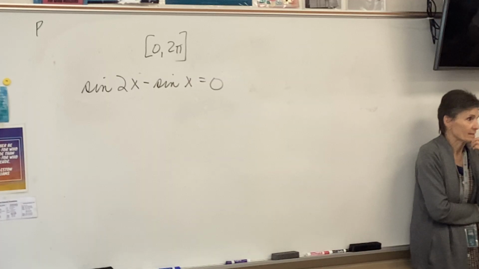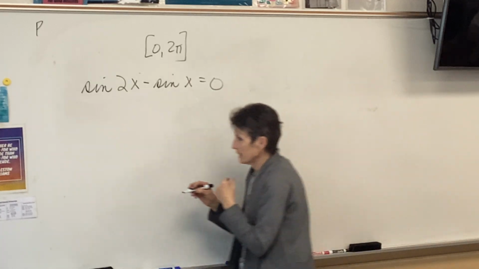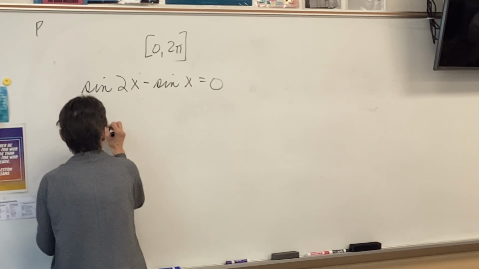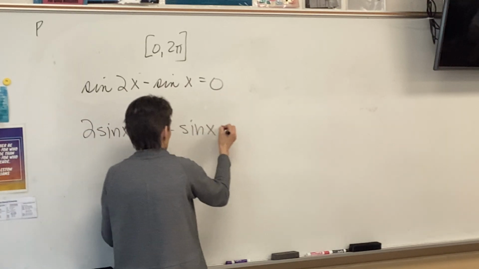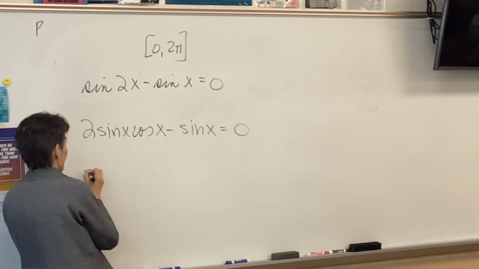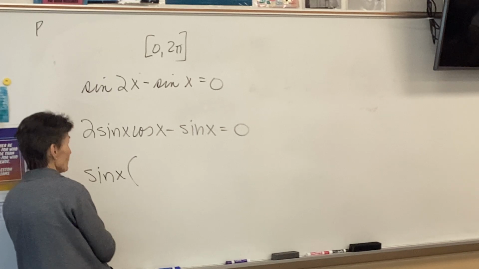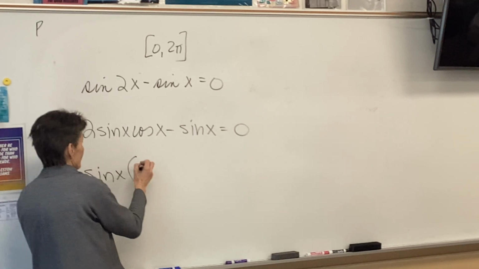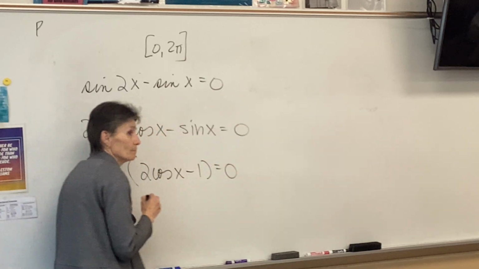I just erased it. What's sine 2x? 2 sine cosine. So what if I change this into 2 sine cosine? Then, William, I can factor out a sin x. And that will leave me with 2 cosine x minus 1.